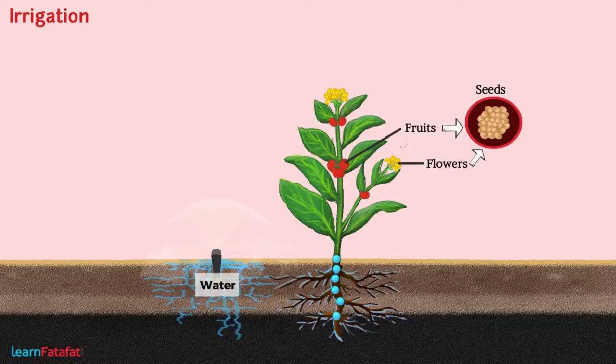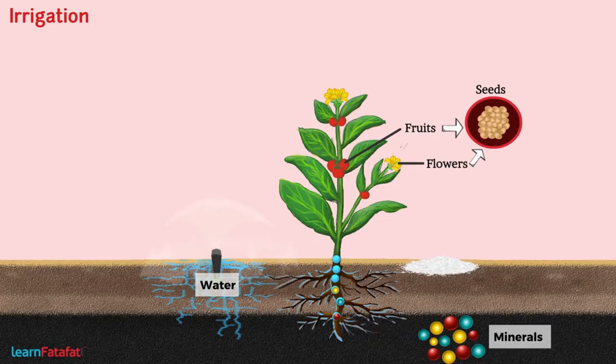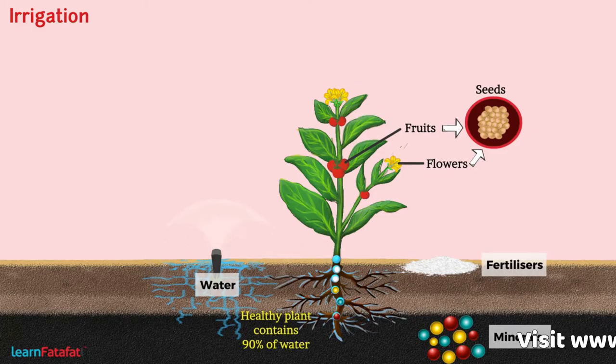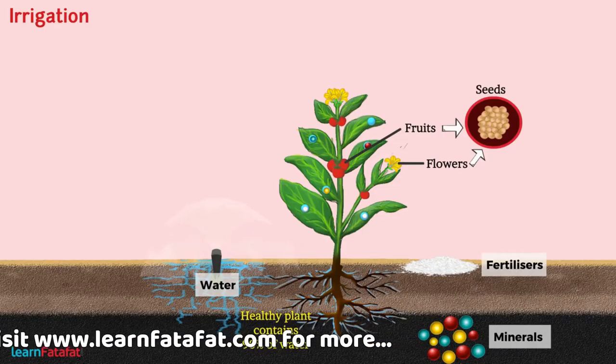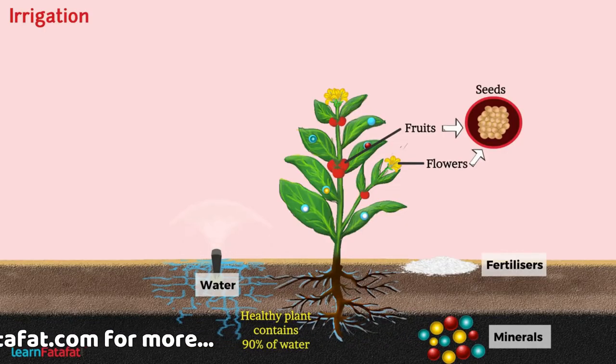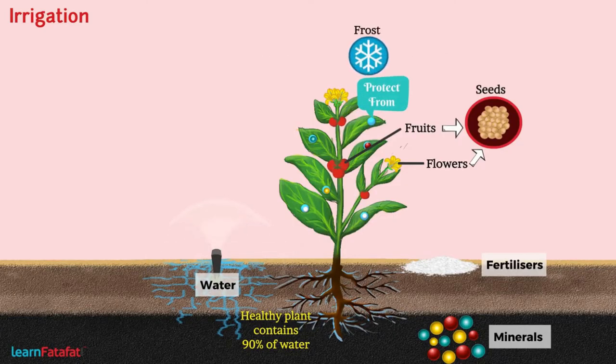Along with water, plant roots also absorb essential minerals and fertilizers. On an average, a healthy plant contains 90% of water. Water-containing nutrients get transported to different parts of plants. Water present in the plant also protects the plant from frost as well as from flowing hot air. Therefore, a healthy plant requires regular supply of water.